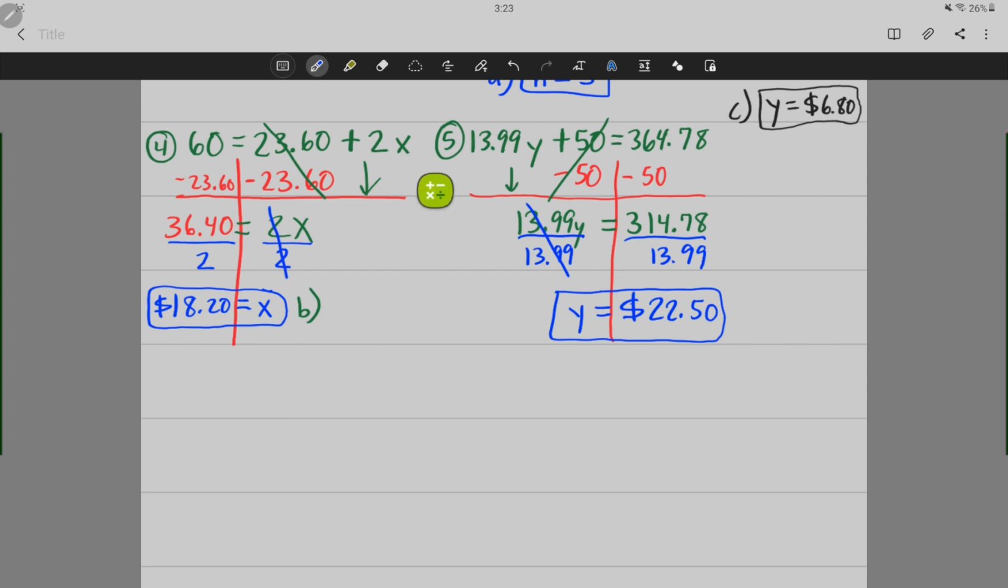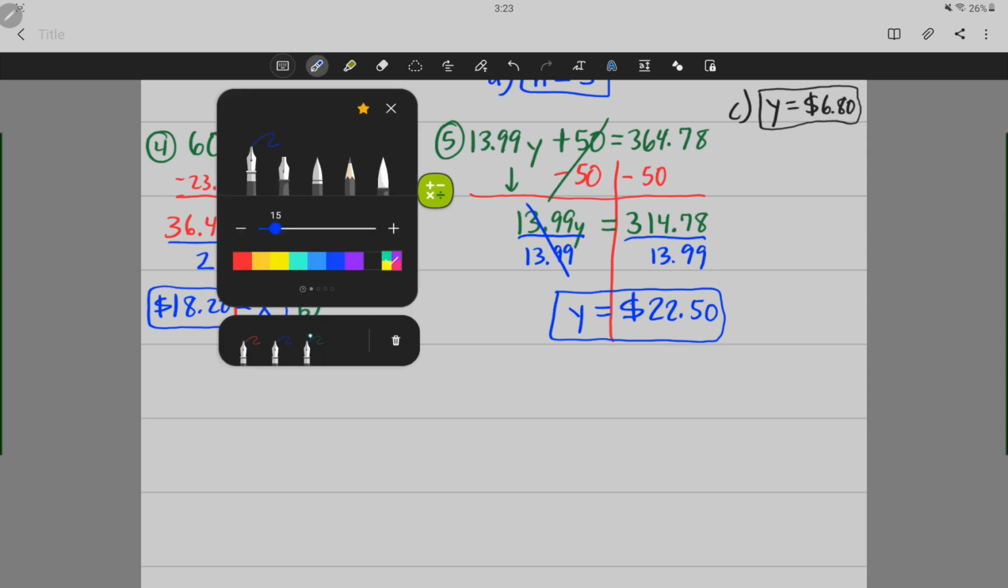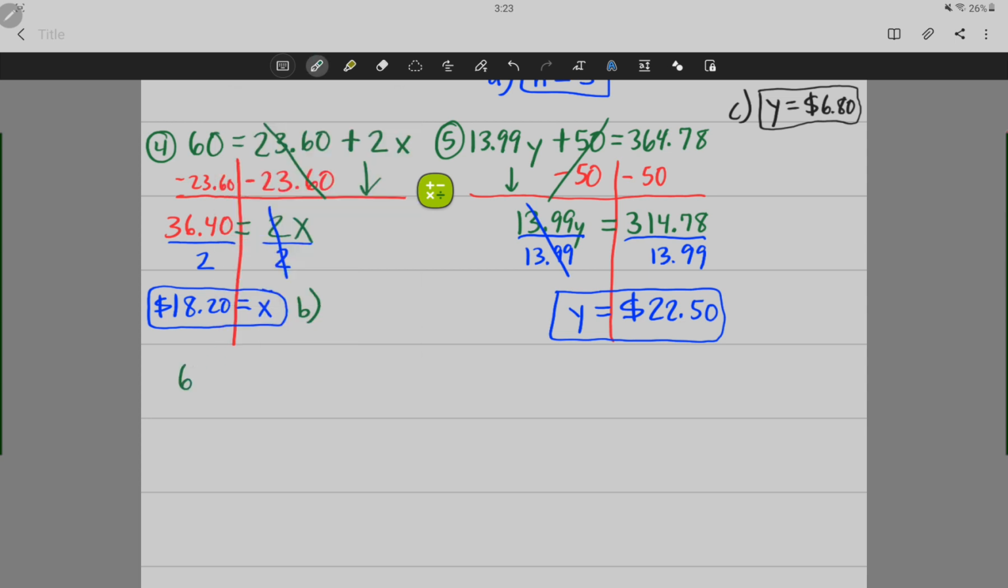Okay, number 6, last but not least, final question. The current admission prices at Disney World are $99 for adults and $83 for children. If 25 children go, and the total cost is $2,768, how many adults went? All right, let's set it up. So it's $99 for adults.